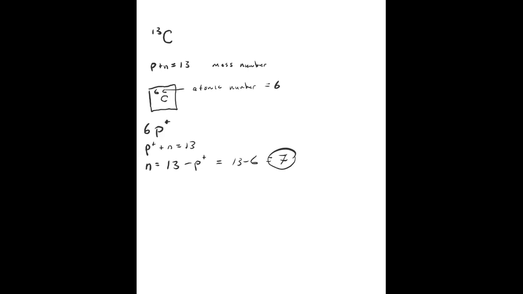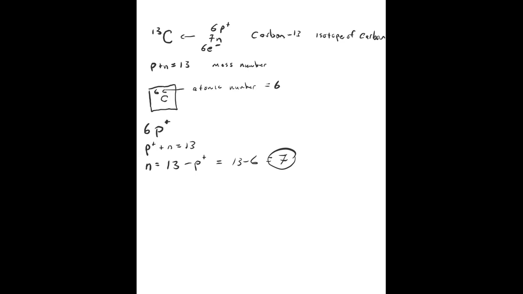So right now we know that this particular form of carbon has 6 protons. It has to have 6 protons because it's carbon, but it also has 7 neutrons. How many electrons? 6, right? It's got to have 6 electrons because the number of electrons is equal to the number of protons. And this is called carbon-13. And that is an isotope of carbon.